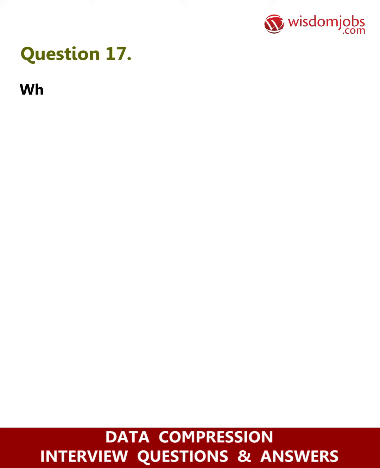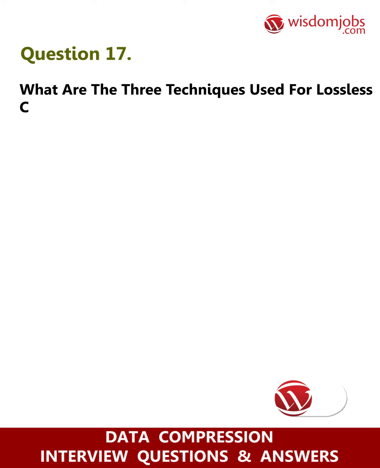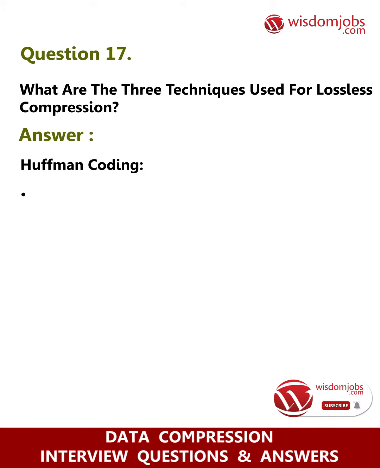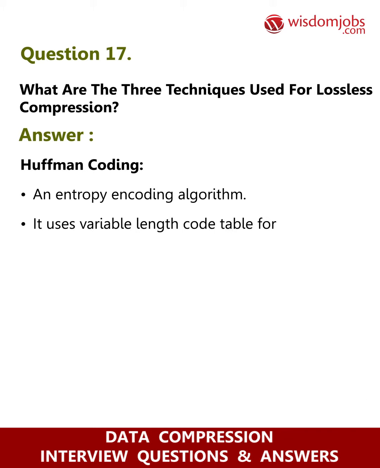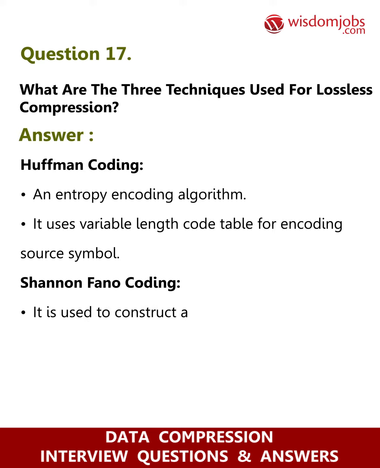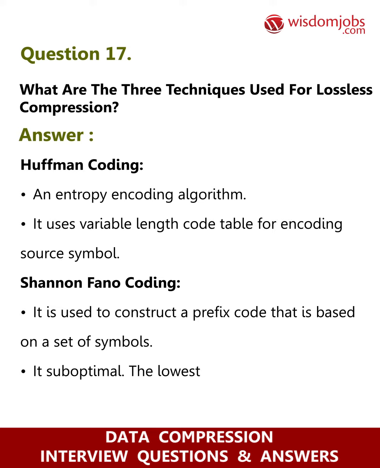Question 17. What are the three techniques used for lossless compression? Answer. Huffman coding, an entropy encoding algorithm. It uses a variable length code table for encoding source symbols. Shannon-Fano coding. It is used to construct a prefix code based on a set of symbols. It's suboptimal. The lowest expected code word length will not be achieved.